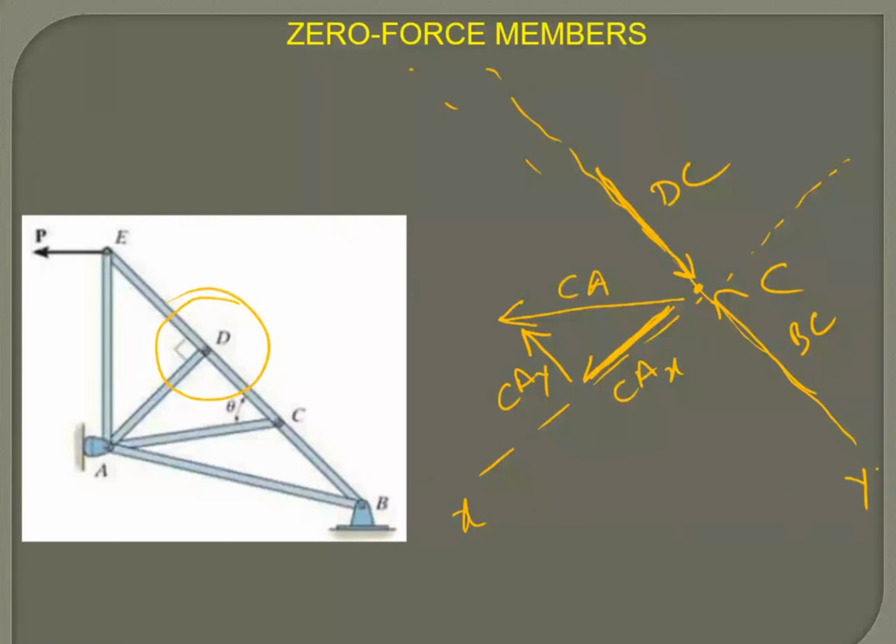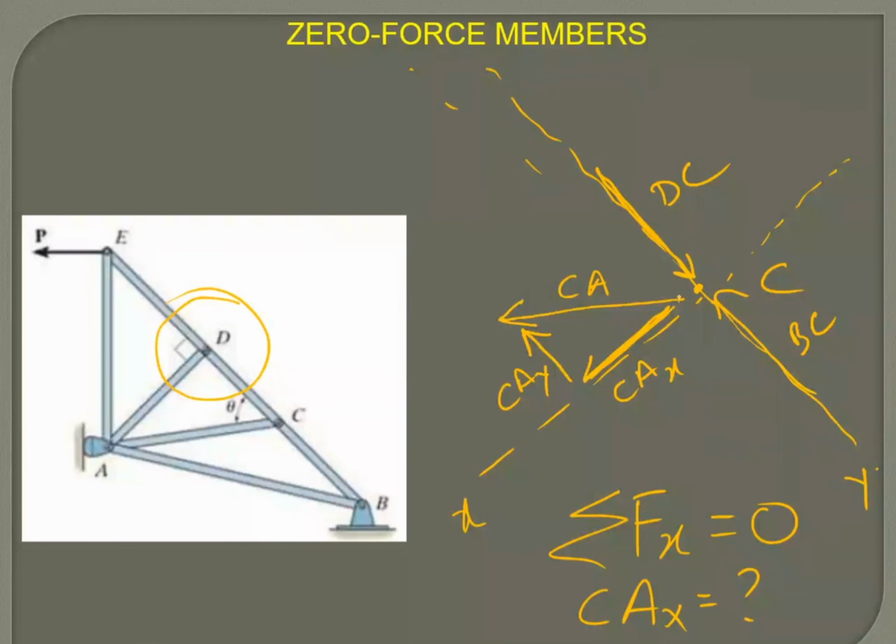Now I want you to do sum of all the forces along x-axis. What is the value of CAX? Zero. Sorry, come again. Zero, sir. Sir, how is it zero? Doesn't make sense.